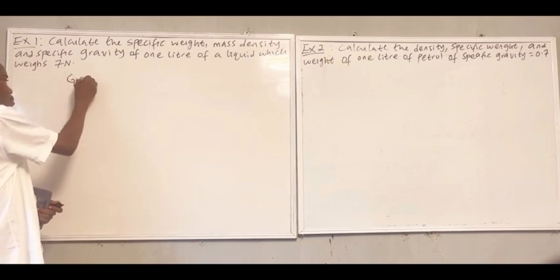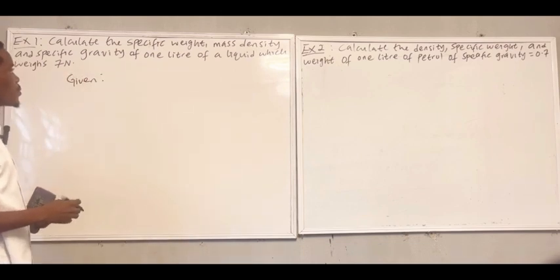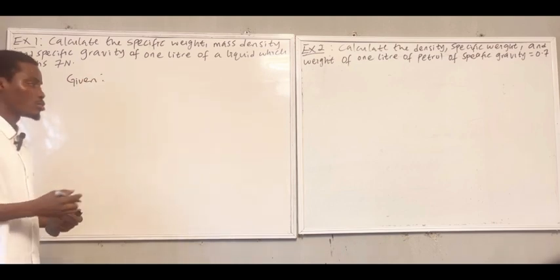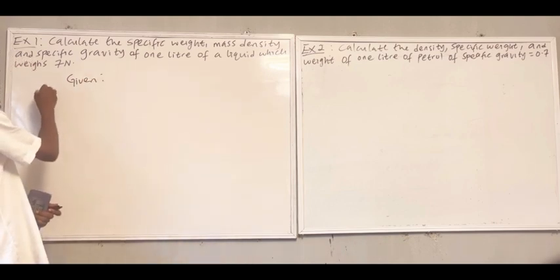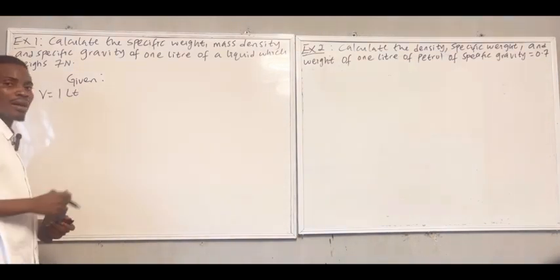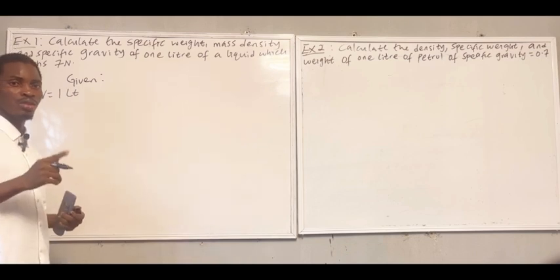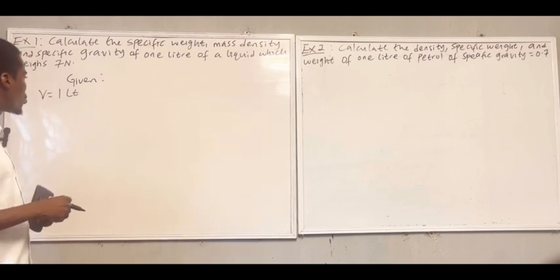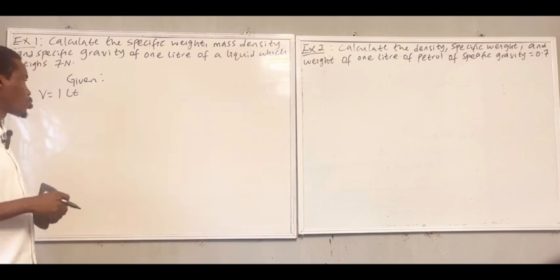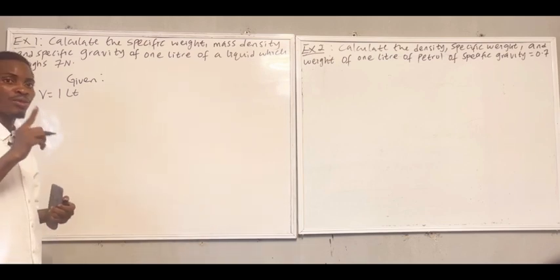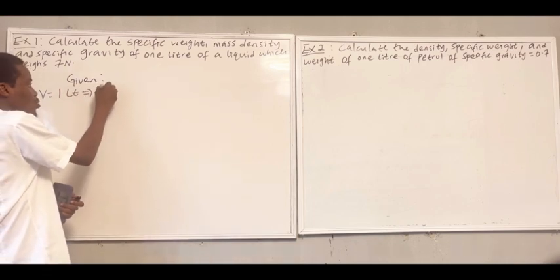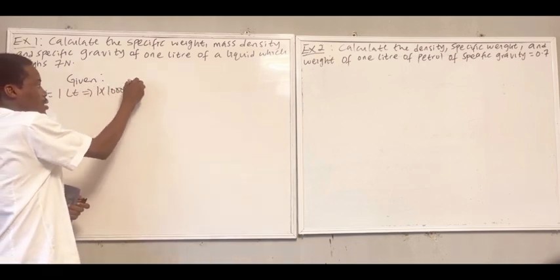Given that, we have 1 liter of a liquid, that is volume. We have been given volume as 1 liter. Our V is 1 liter. Then remember, the unit for volume is meter cube. We have to convert 1 liter of volume to meter cube. 1 liter of volume will give us 1000 centimeter cube. That is, we are going to have 1 times 1000 centimeter cube.